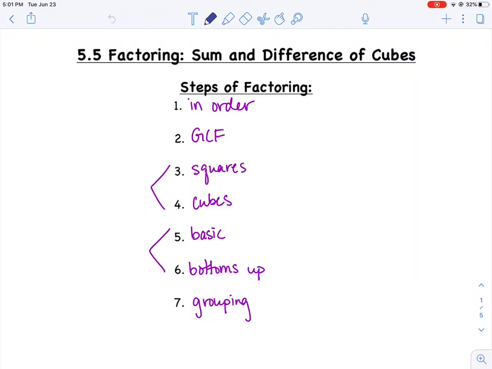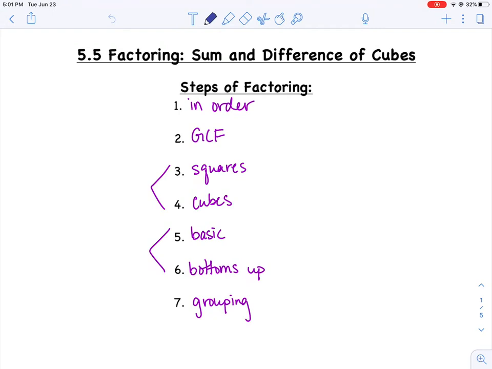All right, we're going to start section 5.5. We're going to do our last factoring technique of sum of cubes and difference of cubes. So you remember that there's 7 steps anytime we're asked to factor any sort of problem. Make sure it's in order, look for a GCF, and then look to see how many terms there are.